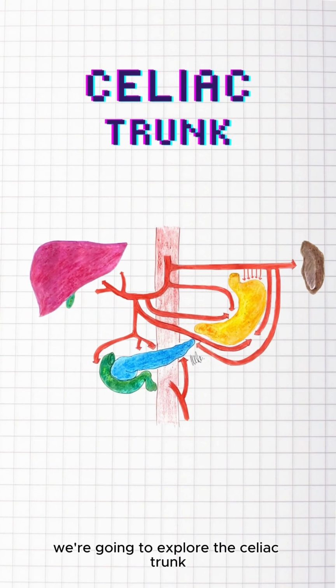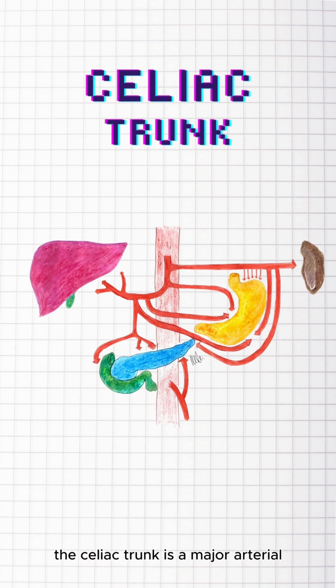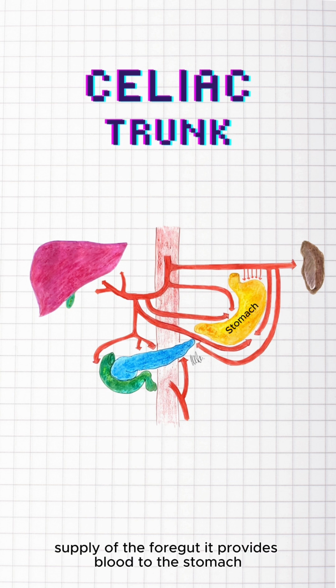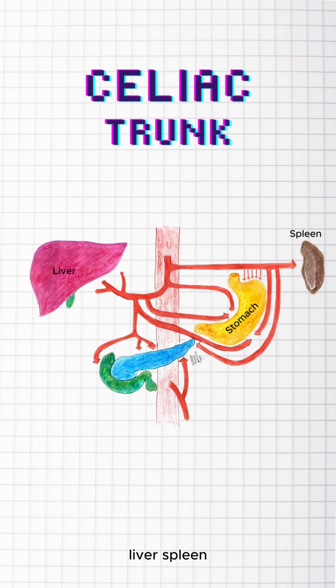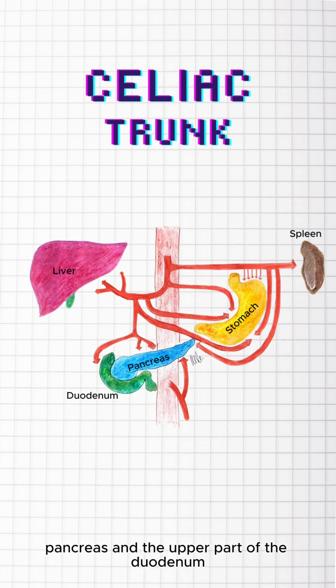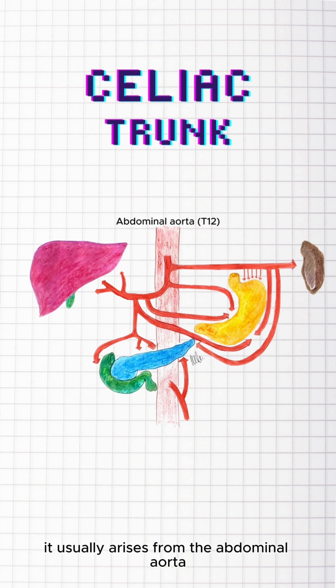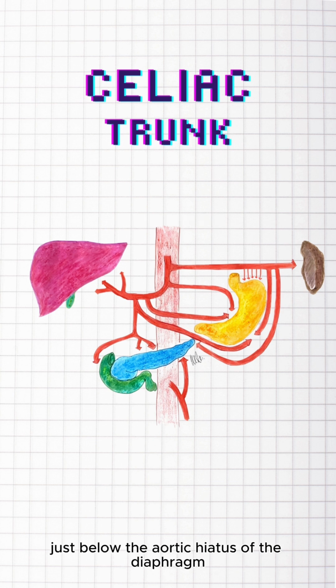We're going to explore the celiac trunk, one of the most important arterial branches of the abdominal aorta. The celiac trunk is a major arterial supply of the foregut. It provides blood to the stomach, liver, spleen, pancreas, and the upper part of the duodenum. It usually arises from the abdominal aorta, at the level of T12, just below the aortic hiatus of the diaphragm.